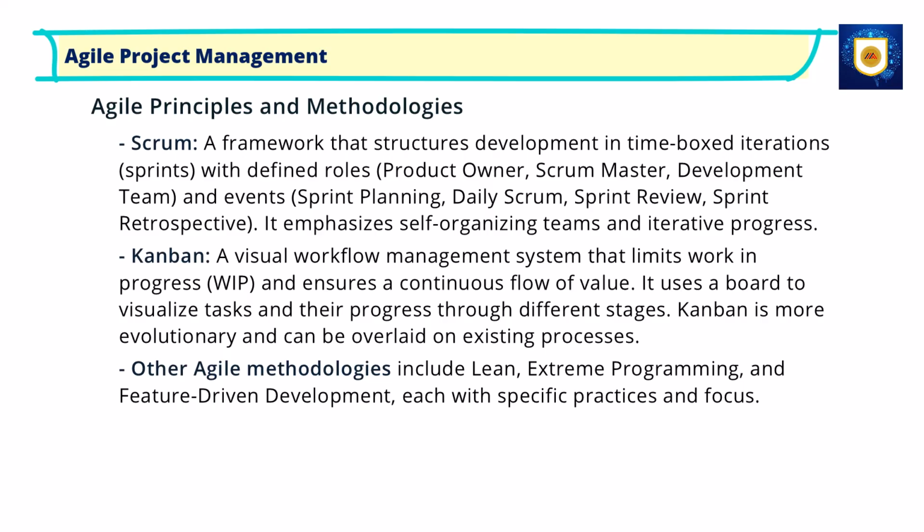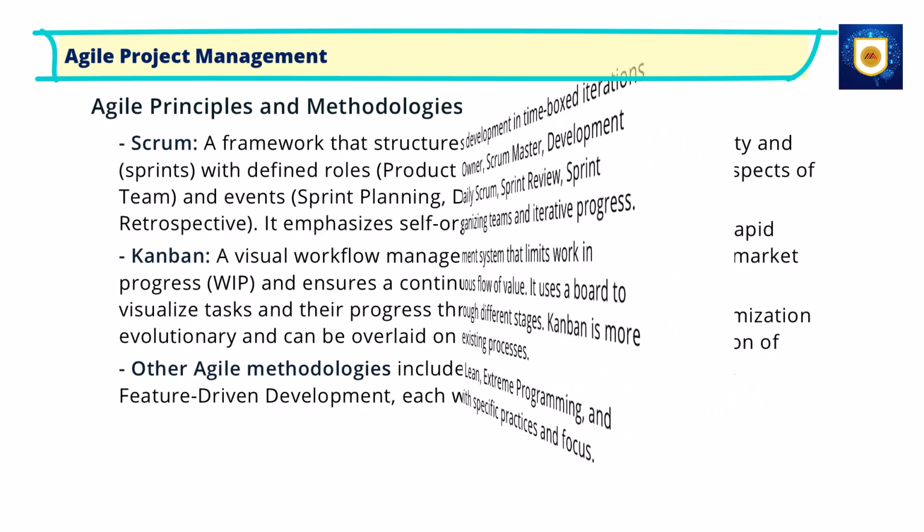Kanban, a visual workflow management system that limits work in progress, WIP, and ensures a continuous flow of value. It uses a board to visualize tasks and their progress through different stages. Kanban is more evolutionary and can be overlaid on existing processes. Other Agile methodologies include Lean, Extreme Programming, and Feature-Driven Development, each with specific practices and focus.